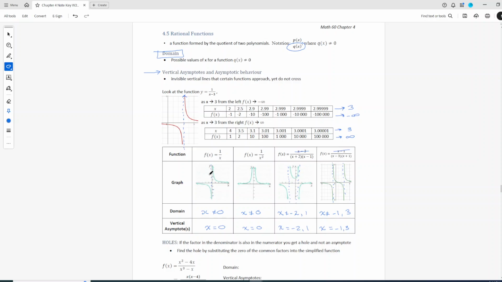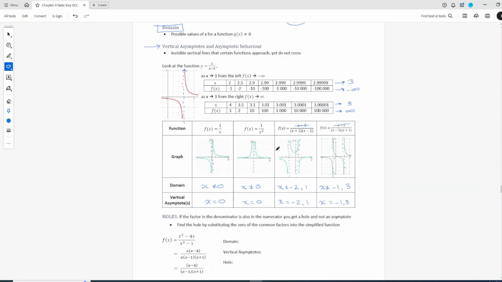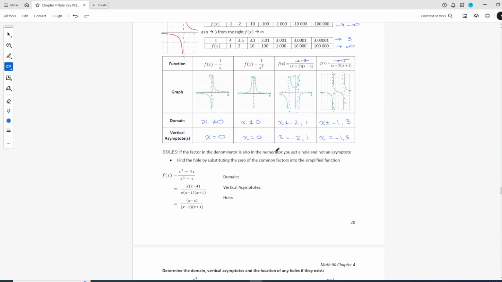So I wanted to give 4 representations of the different shapes or different asymptotic behavior that rational functions can have. So there's this classic corner behavior. Then there's a U that can come, and then there's also this crossing the x-axis that can happen between two vertical asymptotes.